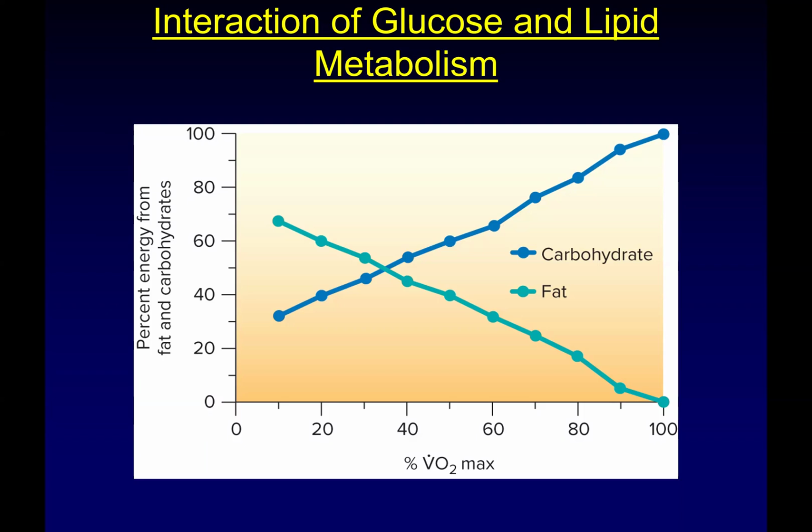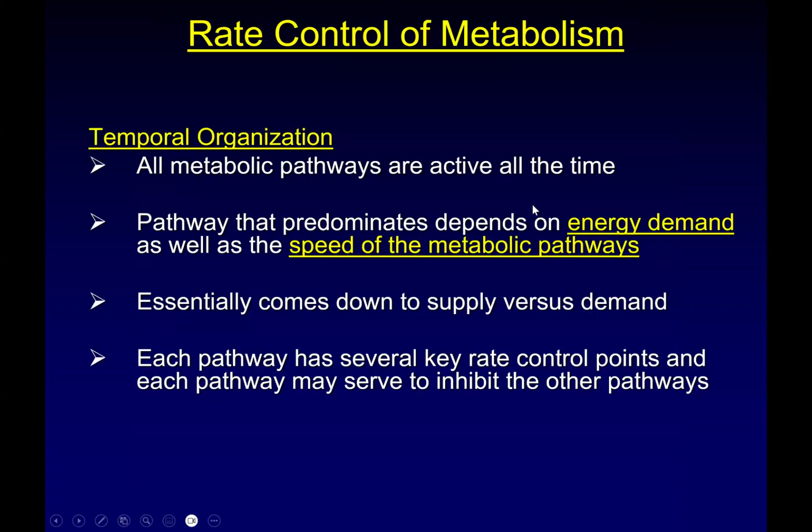All right, so that's how we're going to be our intro into something called rate control of metabolism. So the last and probably the most conceptually difficult thing that we'll do for the entire semester is this. This is how we control which pathway is predominating and which energy substrate is predominating in aerobic metabolism. And so we're going to talk about this as rate control.